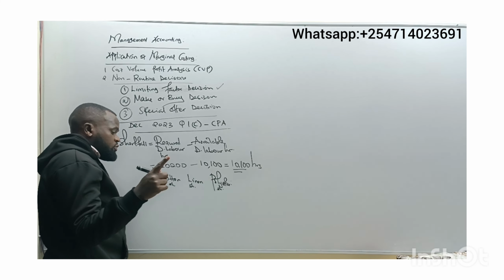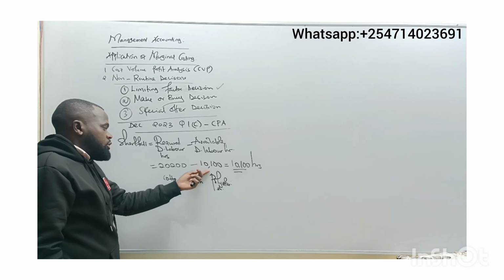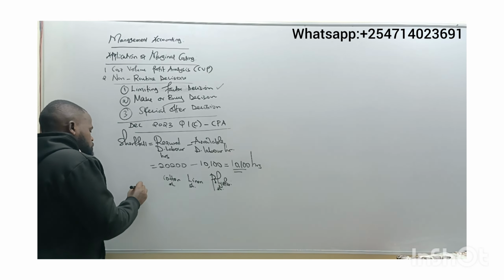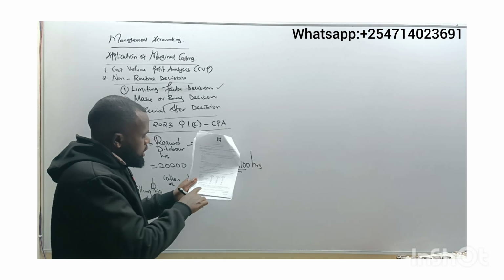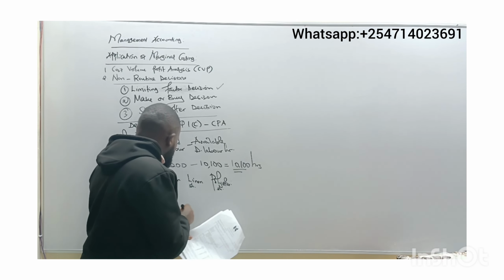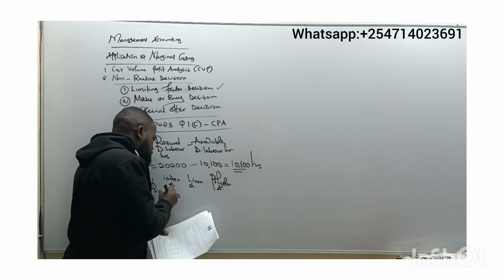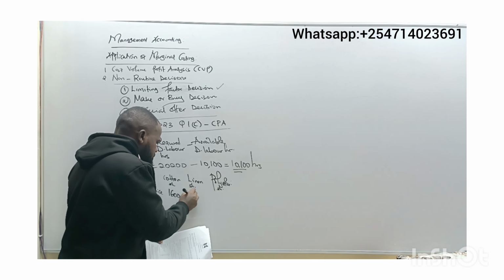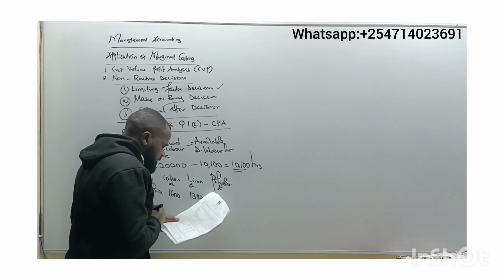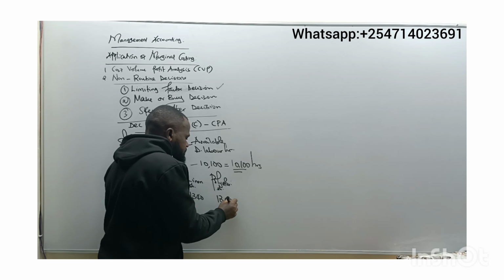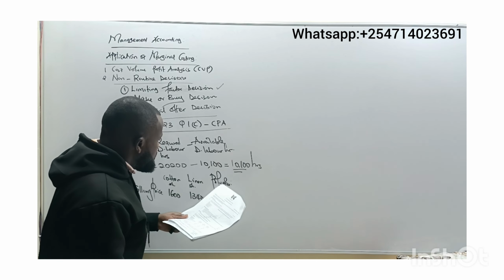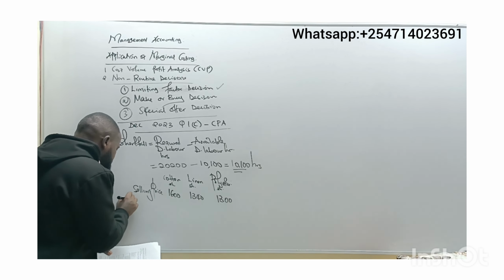To get contribution, the first step is identifying the limiting factor. Already we know it's the direct labor. So what is the selling price? Because we need to get contribution. Selling price for each of the products: when you look here, we have 1600 for cotton, 1340 for linen, and 1300 for polyester, less the variable costs.